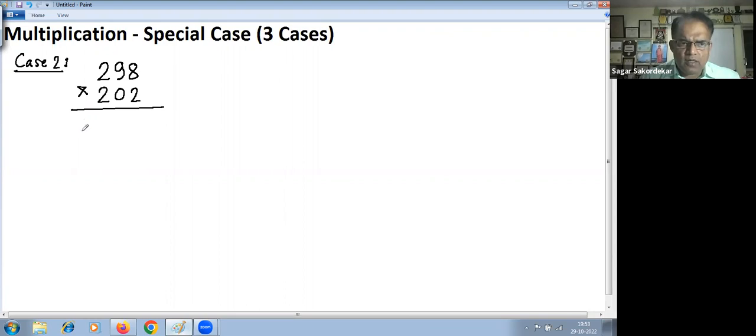So take that common digit, multiply with one more, same steps. And multiply this on the right hand side: 98 into 2. 2 into 8, 16, carry 1, 2 into 9, 18, plus 1, 19. Now the rule here is that you should have 4 digits. So you are getting 3 digits, so you have to put a 0 and then join. Answer is 60196.